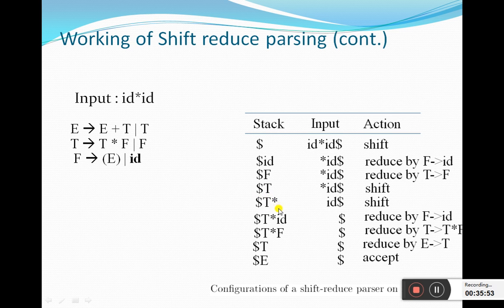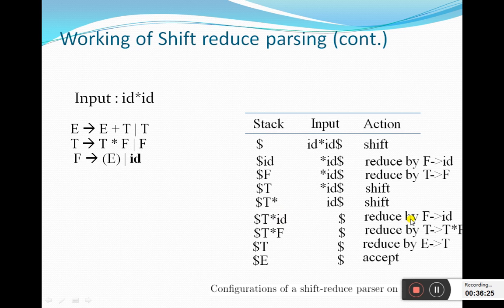Now look at the content of the stack. If you combine the content of the stack with the remaining input, you get a sentential form T star ID. If you look at the RMD, T star ID is the sentential form. Next we have a shift, so ID will be shifted. So we get T star ID. Now on the stack we have T star ID. On top ID is there. So on the top of the stack we have a handle again, ID.